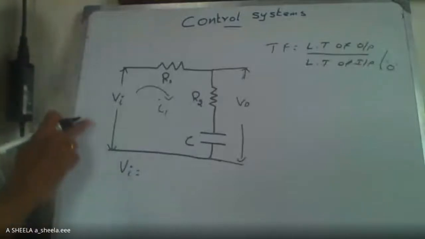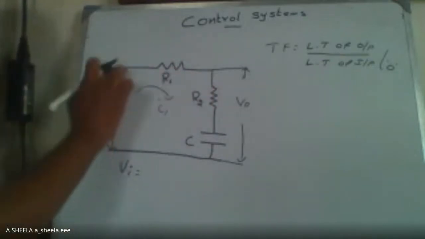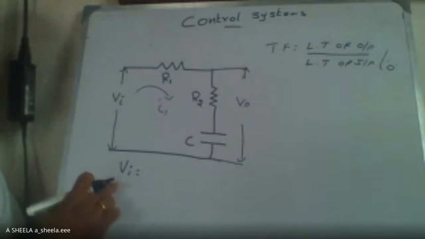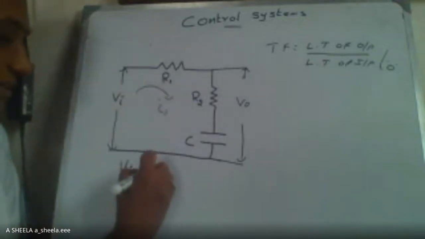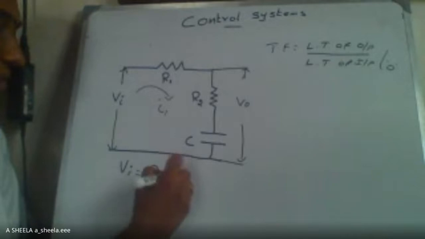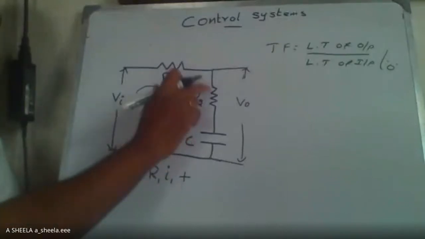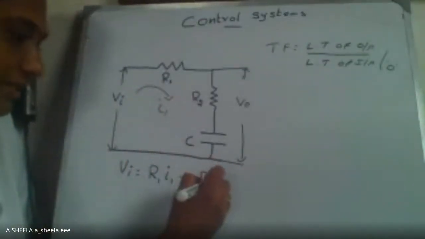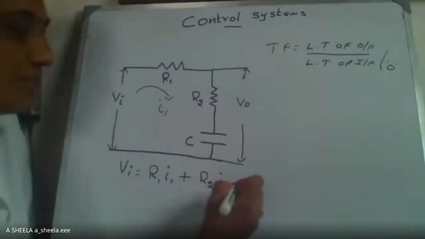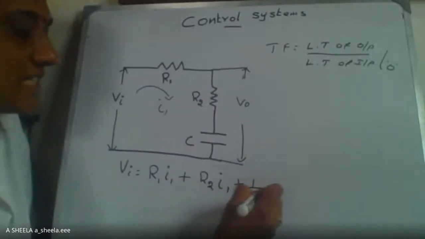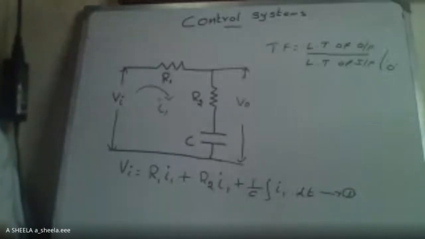VI is equal to, that is KVL, the voltage rise is equal to the sum of voltage drops. VI is the input source voltage, so the voltage rise is equal to the drops that occur in R1, R2 and C. R1 can be written as R1 into I1, as I explained in the basic step, plus R2 into I1, since the same current is flowing, plus the capacitance, which can be written as 1 by C integral of I1 dt. Number this as the first equation.